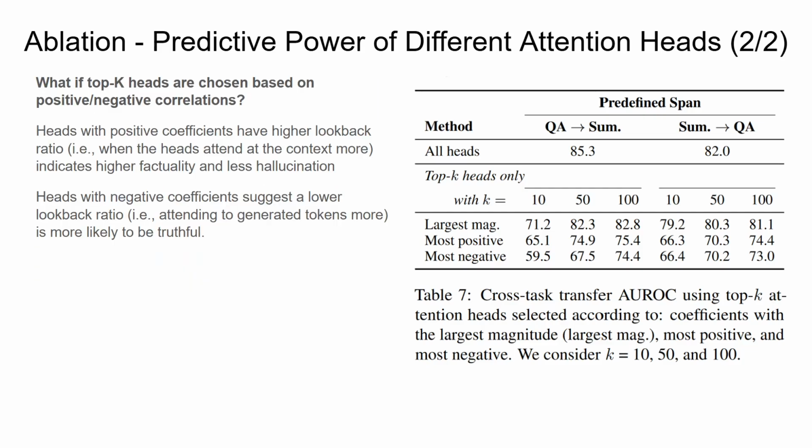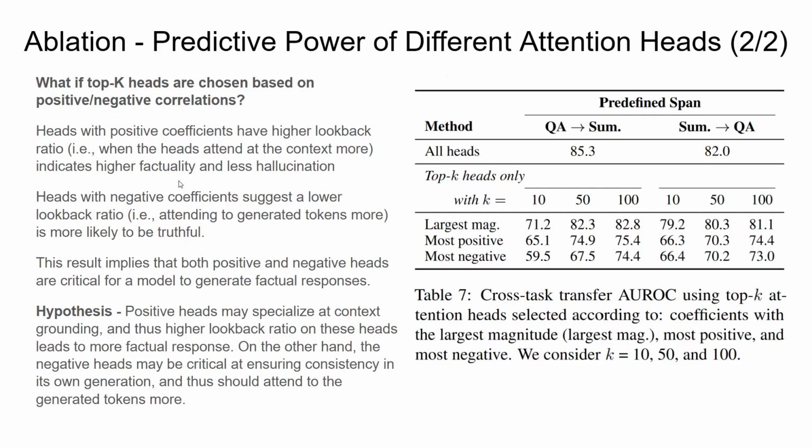Okay, I think I had an extra slide there. So again, heads with positive coefficients have higher look back ratio. So they have higher factuality and less hallucination, supposedly. And then heads with negative coefficients suggest a lower look back ratio, so they attend more to the generated tokens. They say that this corresponds to being truthful to the generation, I believe. They do not explicitly mention truthful to what, but I believe it's like you generate more coherent things and you're truthful in that sense. But this is something which I'm not super sure about. What do they mean here?